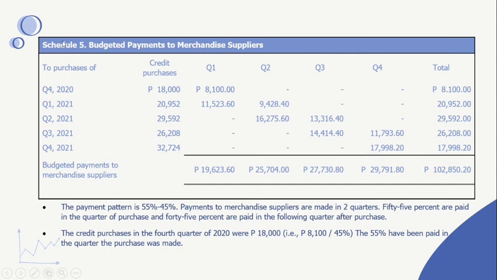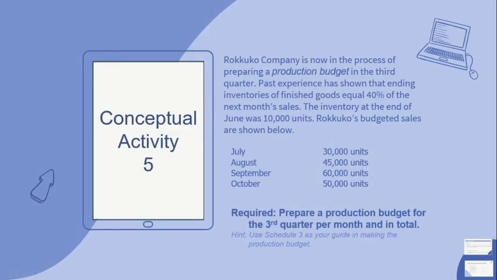So, nahuman na ta sa Schedule 5. Now, for your conceptual activity, Rococo Company is now in the process of preparing a production budget in the third quarter. Past experience has shown that ending inventories of finished goods equal 40% of the next month's sales. The inventory at the end of June was 10,000 units. Rococo's budgeted sales are shown below. So, ang required is to prepare a production budget for the third quarter per month and in total. So, ang gusto na ko makita is per month na column and total na column. So, use Schedule 3 as your guide in making the production budget.